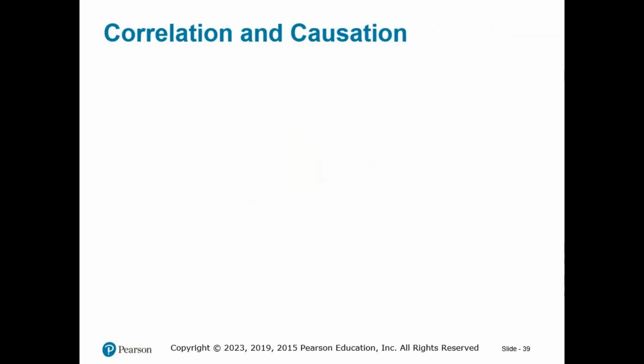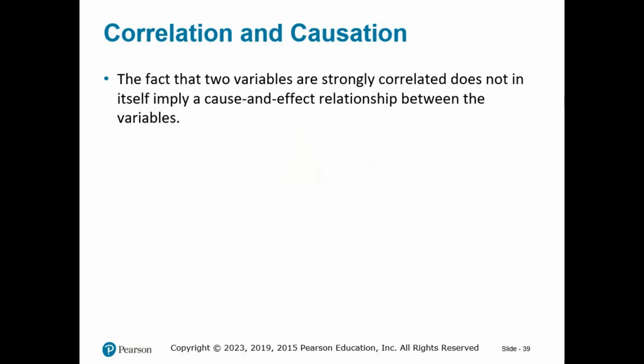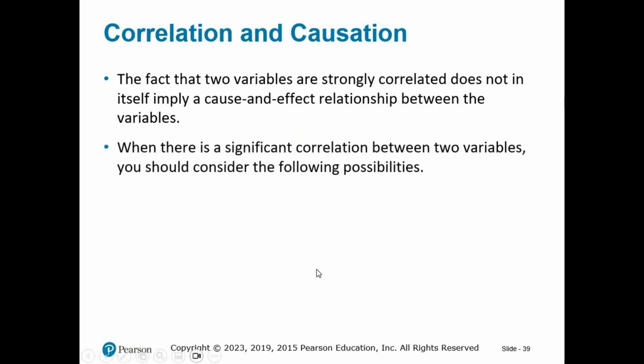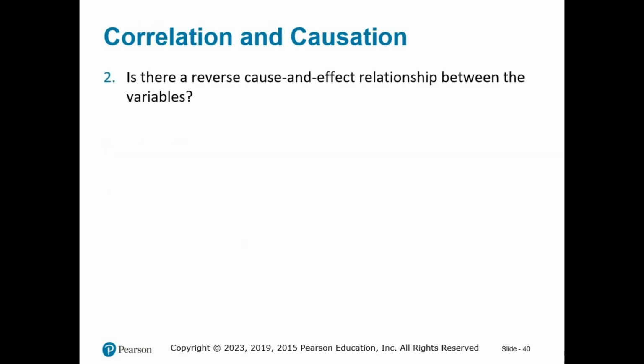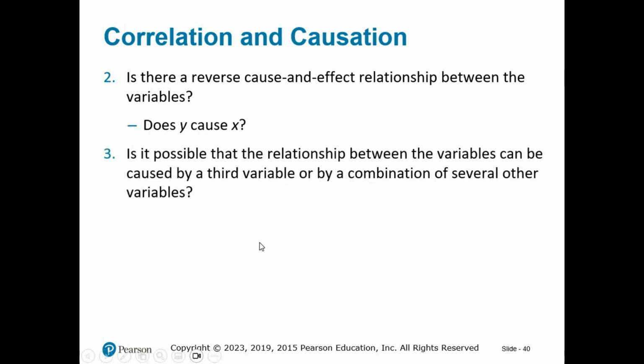Okay, we're going to end this video with a concept we need to keep in mind when dealing with correlation statements and variables. There are 4 questions we should ask when we find that two variables are strongly correlated. Is there a direct cause and effect relationship between the variables? Does X cause Y? Is there a reverse cause and effect relationship between the variables? Does Y cause X?